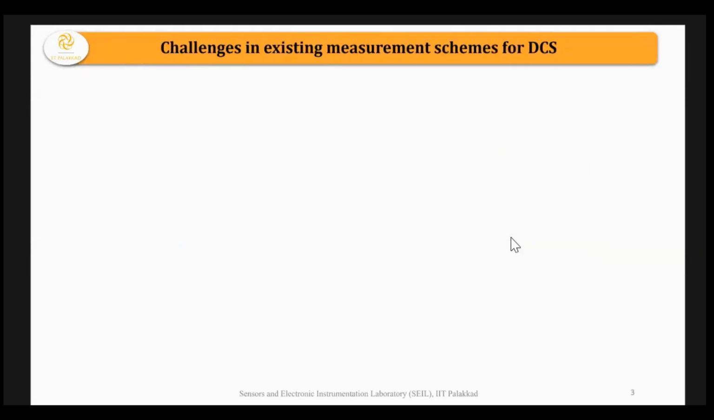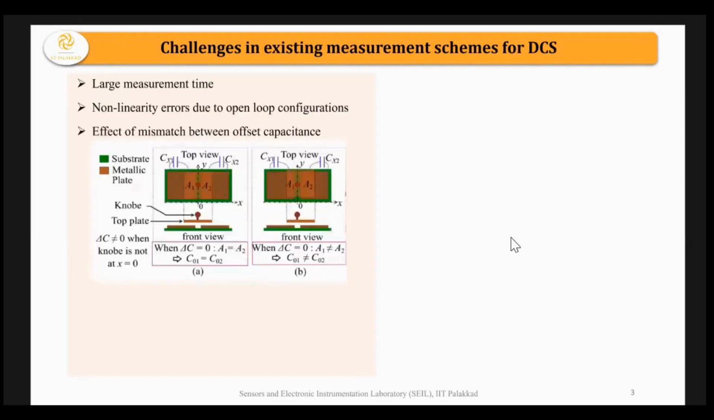There are a variety of measurement circuits available, and there are many challenges for each of them. Let's discuss a few challenges of the existing measurement schemes. One is the large measurement time. A few circuits have a lower measurement time, but in effect there is error too. The other challenge is the non-linearity error due to the open loop configuration in most of these architectures. And the third challenge is the effect of mismatch between the offset capacitances.